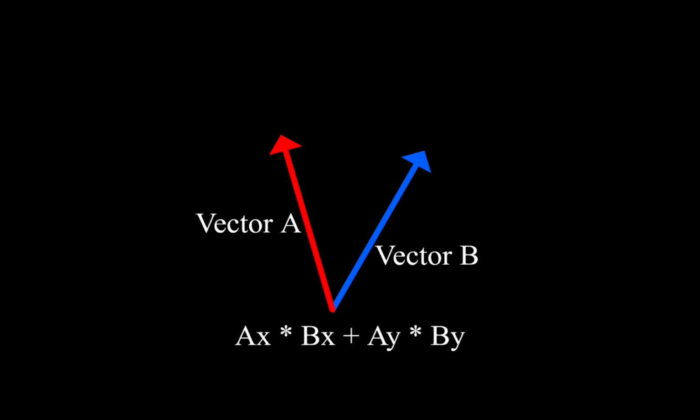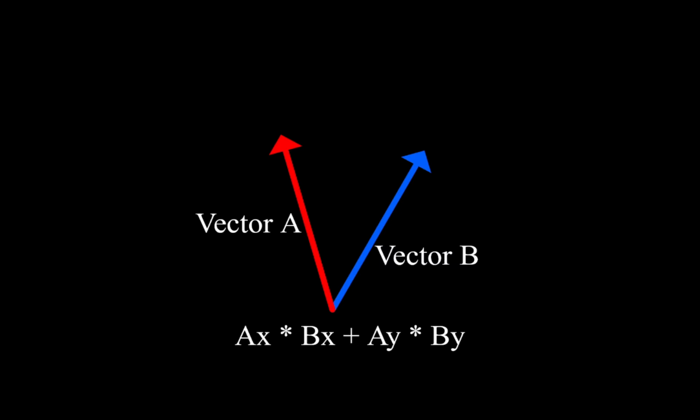Now you may be wondering what the dot product is exactly. To understand the dot product more, let's take a look at this diagram. We have two vectors here and we want to compute the dot product between them. We can use our formula, x component of vector A times the x component of vector B plus the y component of vector A times the y component of vector B. But what exactly is this doing? The result of the dot product is based entirely on the magnitude of the vectors and the angle between them.